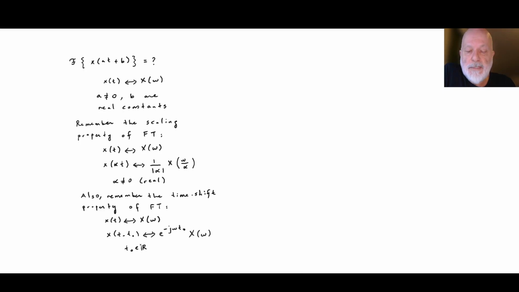So it seems that the problem we are trying to solve contains both of these transformations on the independent variable t. That means we have the scaling and time shift operations applied to t. So we have at plus b instead of t. Okay. Now, how can we solve this problem?